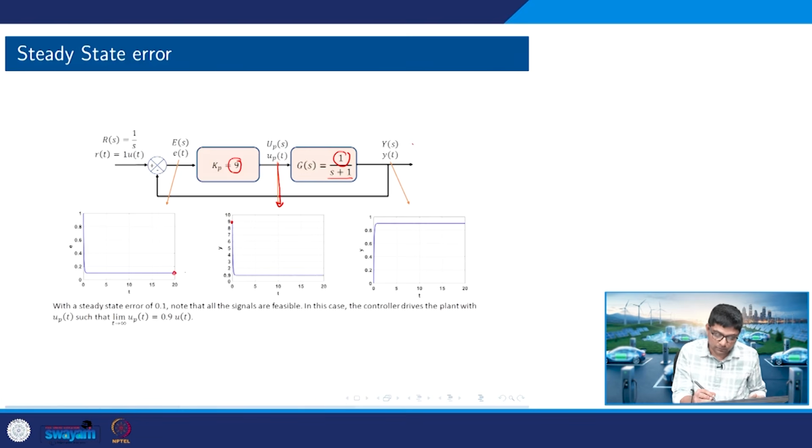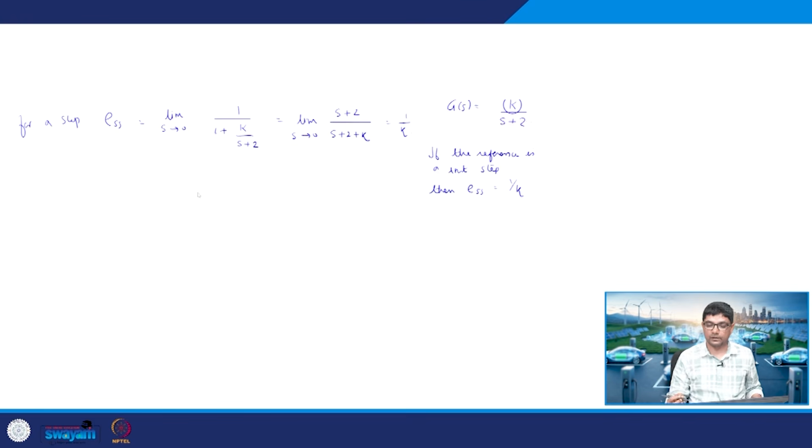What happens to the output? So this error is 0.1, so the output should only be 0.9. So this is the steady state error. With the steady state error of 0.1, that is what we check here, right? So e of t plus y of t will give me the r of t. So that is kind of nice that is happening here.